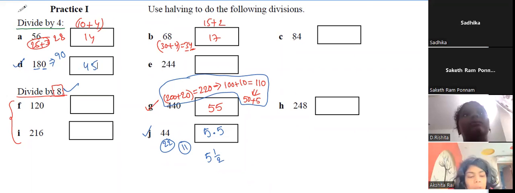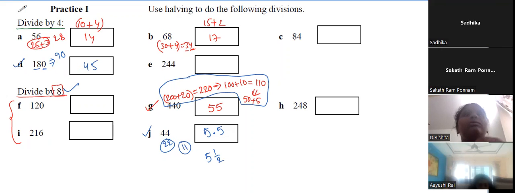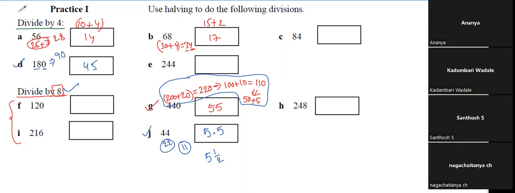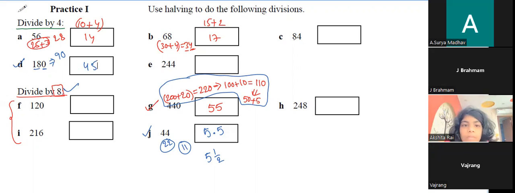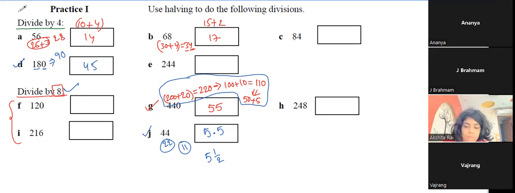Next, where are you? Can I have a chance? Surya Madhav, where are you? Yes, sir. Your name is not visible here. What, sir? You raised a hand. Your question is I. Okay.